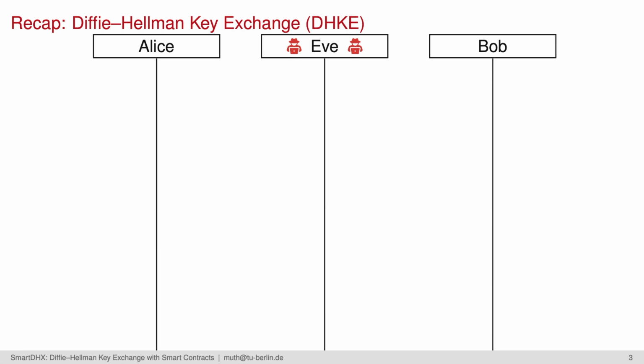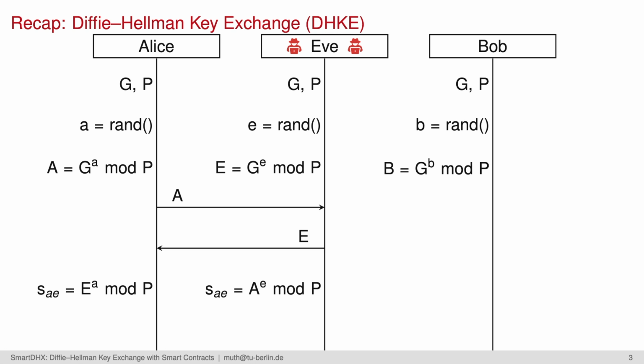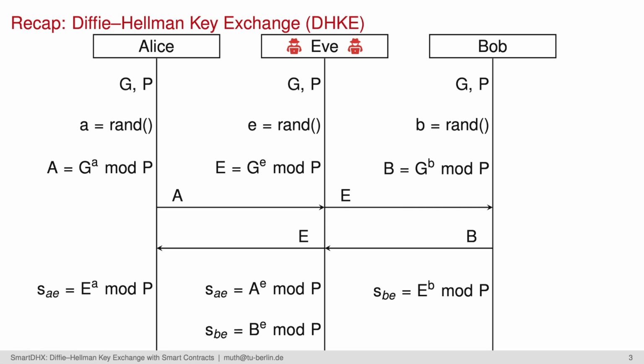But there's one problem left. When Eve can directly manipulate the communication between Alice and Bob, Eve could act as a man in the middle and exchange separate secrets between Alice and Eve, and Eve and Bob. Due to the lack of authentication, this could go unnoticed.